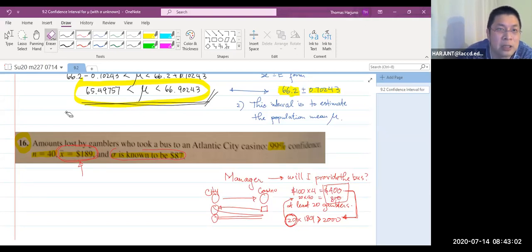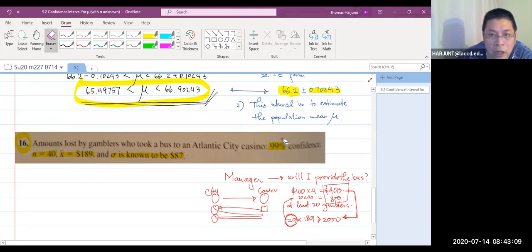Now, the thing is, our manager wants to be 99% sure that mu will be in that interval. You will see that the larger the confidence level, the bigger the interval. Let's do some logic here. If I want 95% certainty that mu is in this interval, compared to 99%, the 99% interval should be larger.